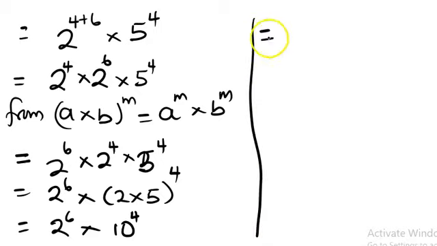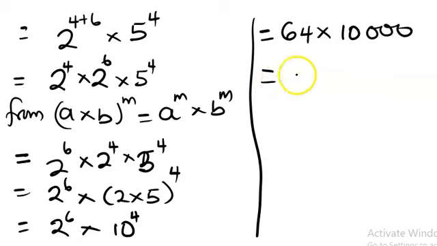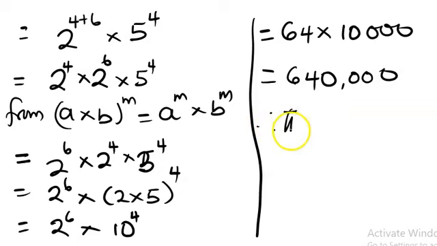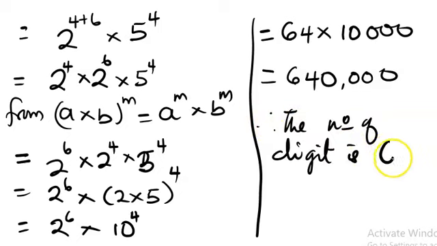And this 2 raised to the power 6 is equal to 64, and 10 to the power 4 is 10,000. So when we multiply, we are going to get 640,000. And we are looking for the number of digits. So 1, 2, 3, 4, 5, 6. So therefore, the number of digits is 6.